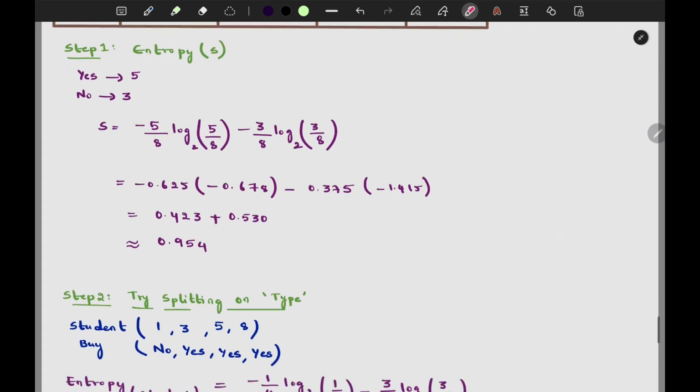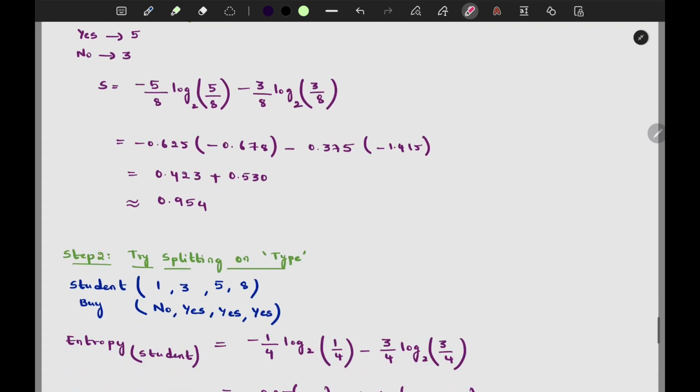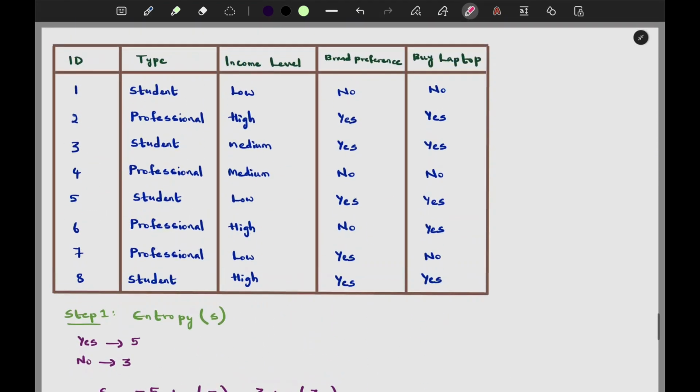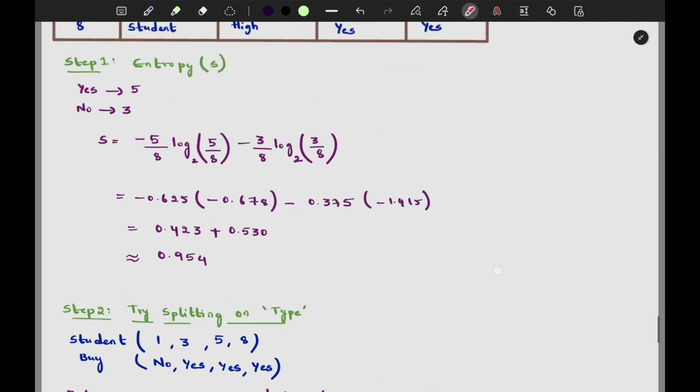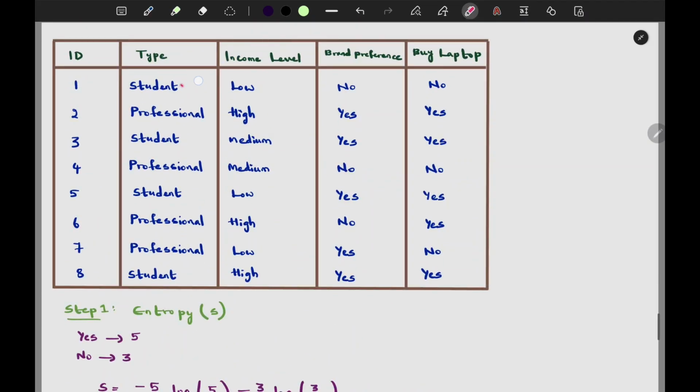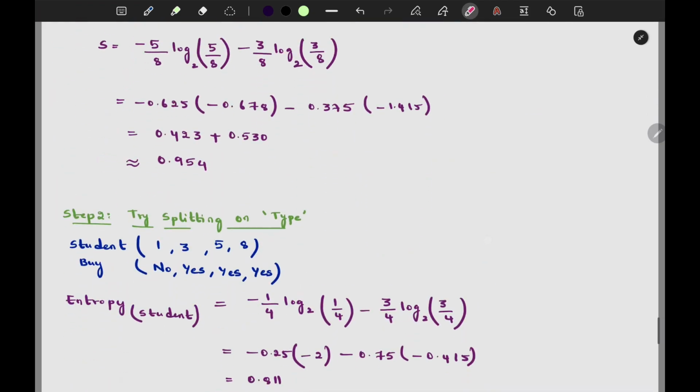Now the next step will be we need to split based on each feature, which means we will be splitting based on type, income level and brand preference, which means we will be calculating the information gain for each of the features available in the data. So if you see here, I'm splitting on the type. You can see I'm having ID1, ID3, ID5 and ID8 as student. So these are the particular IDs as student.